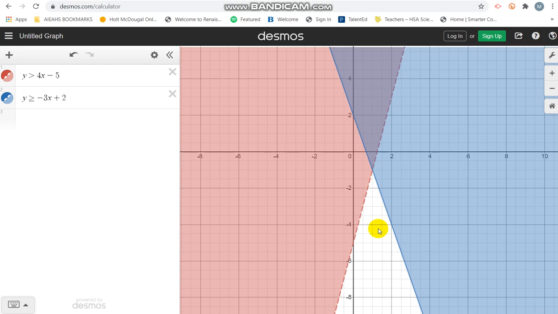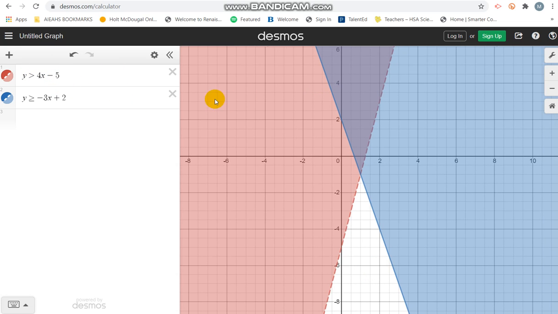If I label the regions, this is region 1, this is region 2, region 3, and this is region 4, then region 2 here would be your solution set, basically where the shaded regions overlap. I should have mentioned this earlier: if you don't know how these are graphed, this red region has a y-intercept of negative 5, and then the slope goes up 4, so 1, 2, 3, 4, and right 1. So that's 4 over 1.